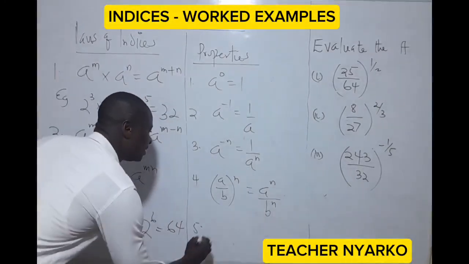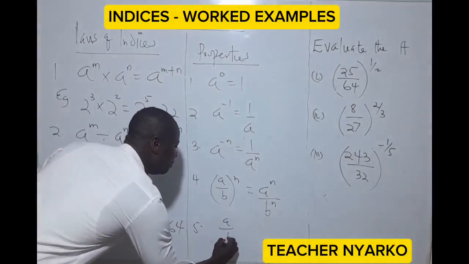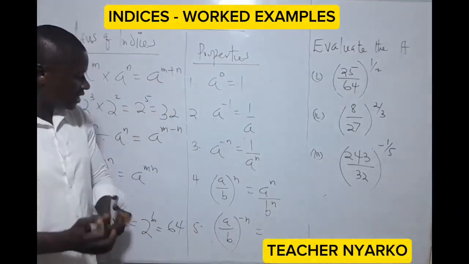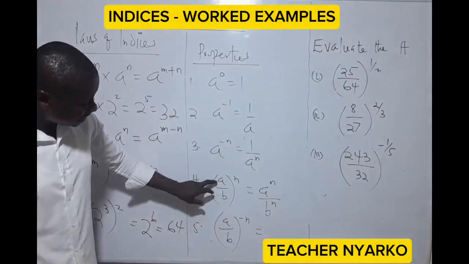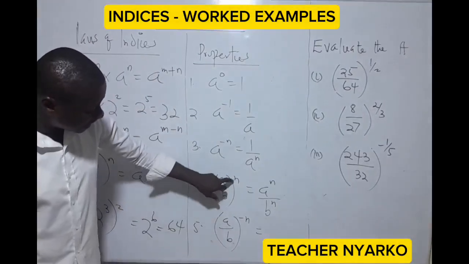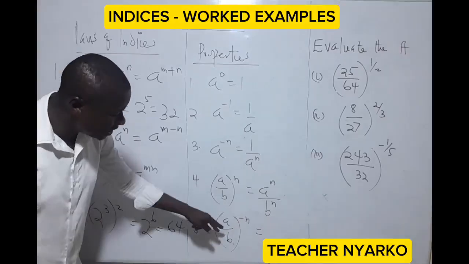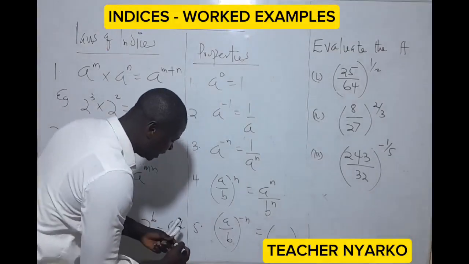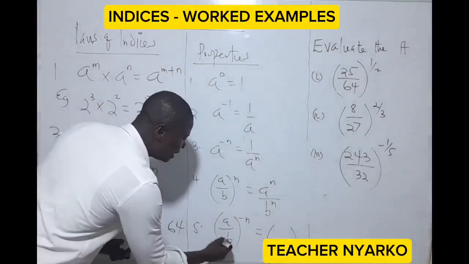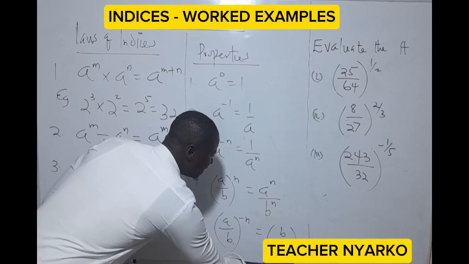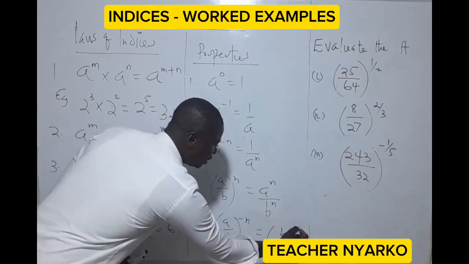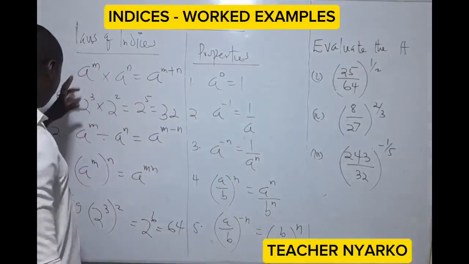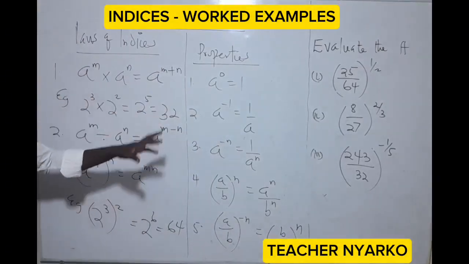Then we also have another property that says that if you have a over b, all exponent minus n, the fraction is a over b, but here the exponent is minus n. What this property is saying is, when you interchange the position of the numerator and the denominator, that is when b goes up and a comes down, immediately the negative n will change to positive n. And this is also a property. So these are the basic things you need to know as far as indices is concerned.